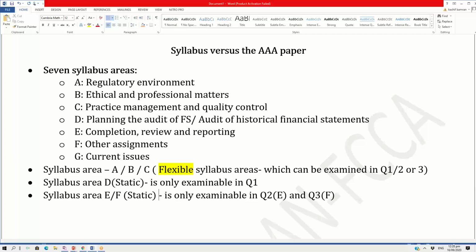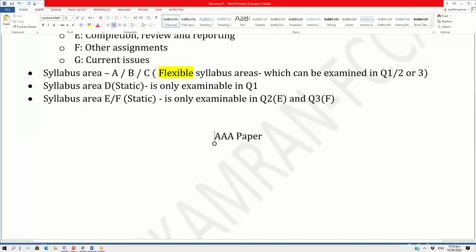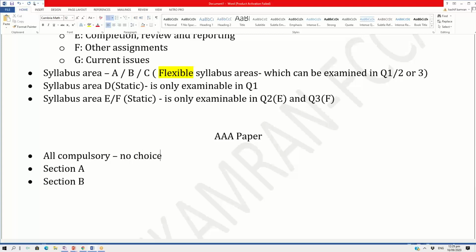Now, moving further from the syllabus versus the paper, this is not just the end. You should remember that when you look at the AAA paper and have a holistic picture of it, you know that the AAA paper comprises section A and section B. And just before that, let's write over here, they're all compulsory, so there is no choice. Section A, section B.